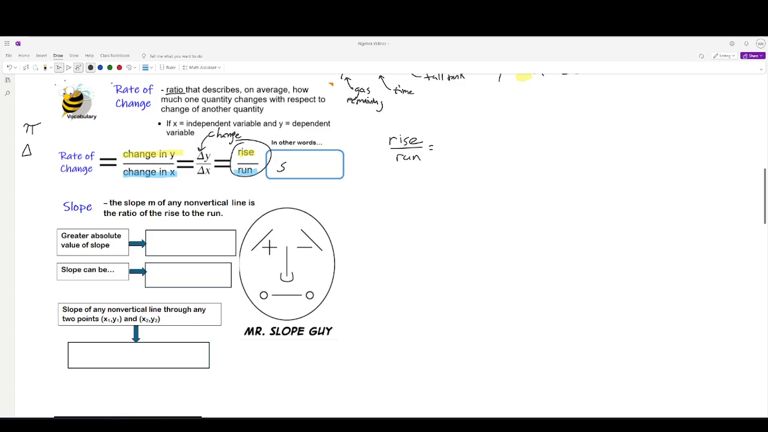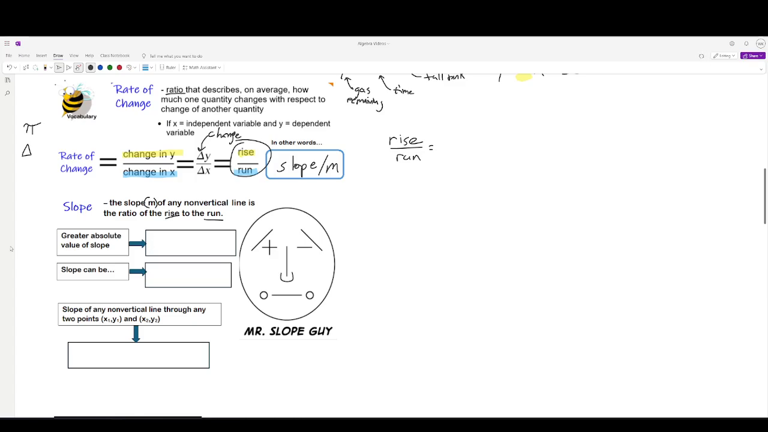So in other words, we're putting slope here. Slope, which we call m, of a non-vertical line is the rise over the run. So change in y over change in x.